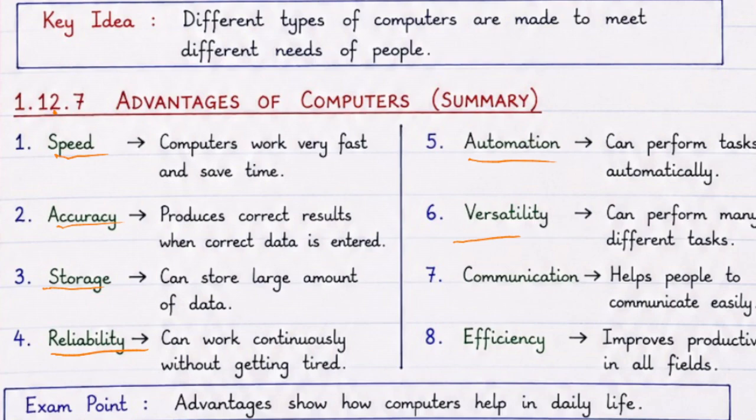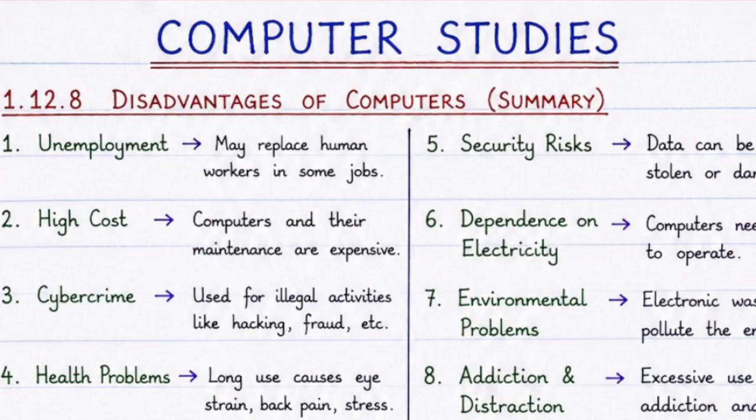Produces correct results when correct data is entered. That's accuracy. And the reason it produces correct results when correct data is entered is because what you put in is what you get. Garbage in, garbage out. You understand? So advantages show how computers help in daily life. That's the advantage. Now we are moving to the last slide, which is the disadvantages of computer and some other information.